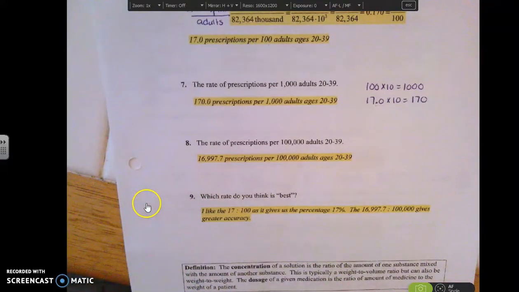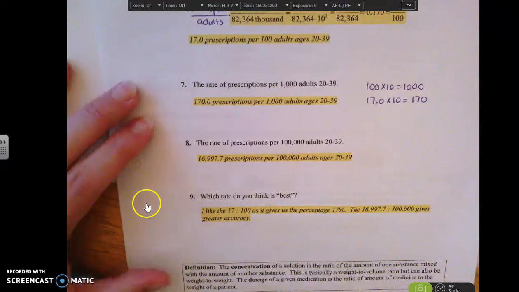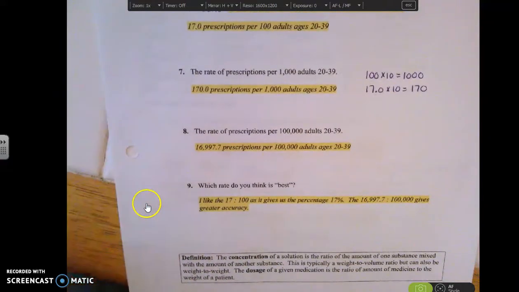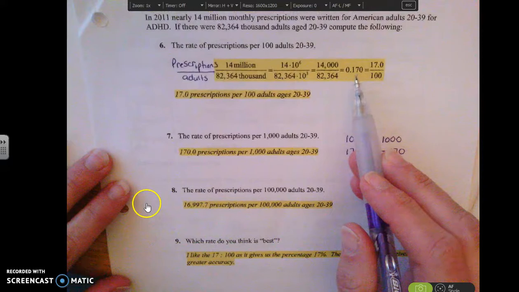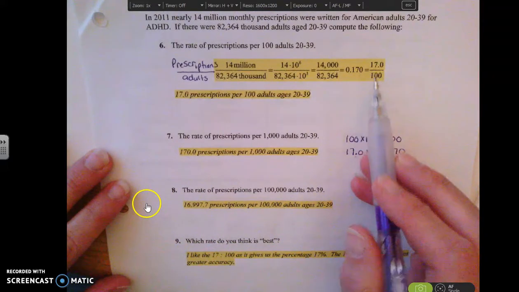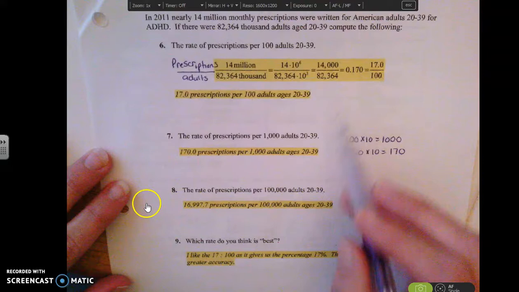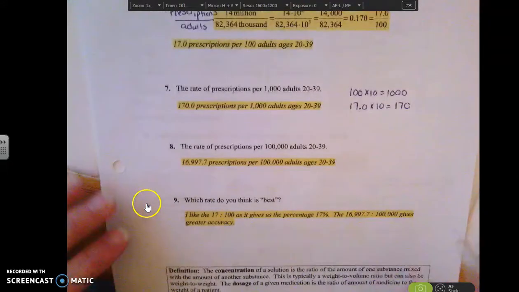And which one do you think is best? This is something that you would have to make a decision on yourself. I like the 17 over the 100 because it really gives us a percent, and it makes sense to talk about 17% of something happening. People usually understand that. Whereas the 16,997 is actually giving us a little bit more accurate result. So you would have to make that decision. There's nothing to say that you couldn't have made this 16.9%. So you could have made a percentage a little bit more accurate, but that's a decision you have to make.